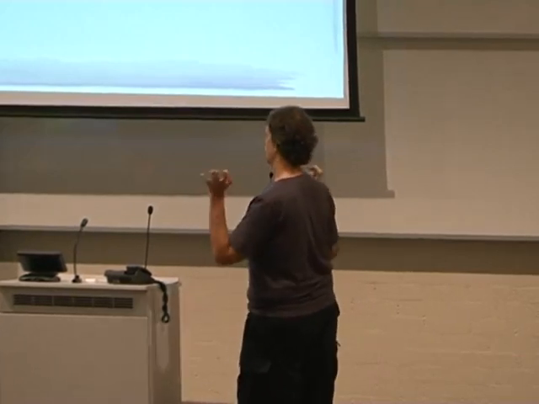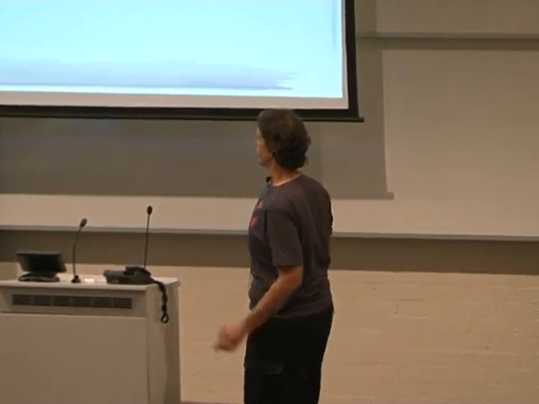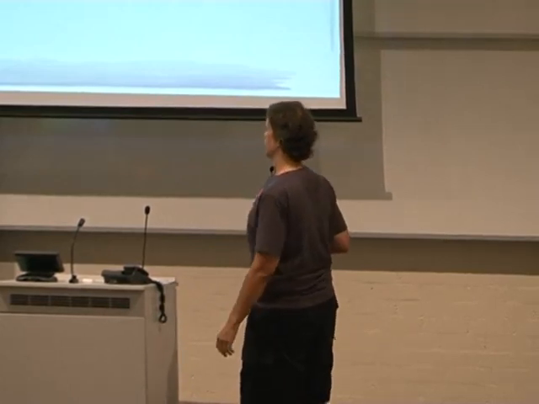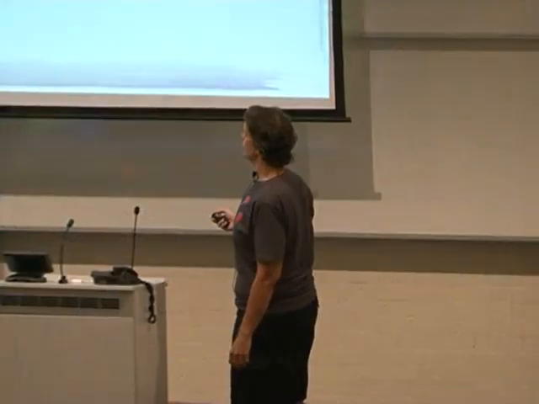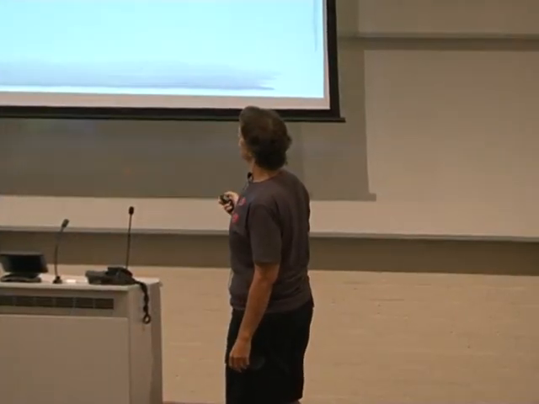That doesn't work on 64-bit because it's a different ABI. The procedure linkage table makes life difficult. Floating point state makes life difficult. It turns out with GDB and Valgrind, there are actually two ways I could have done this, with different instructions and different signals, and there's no way that works on both.